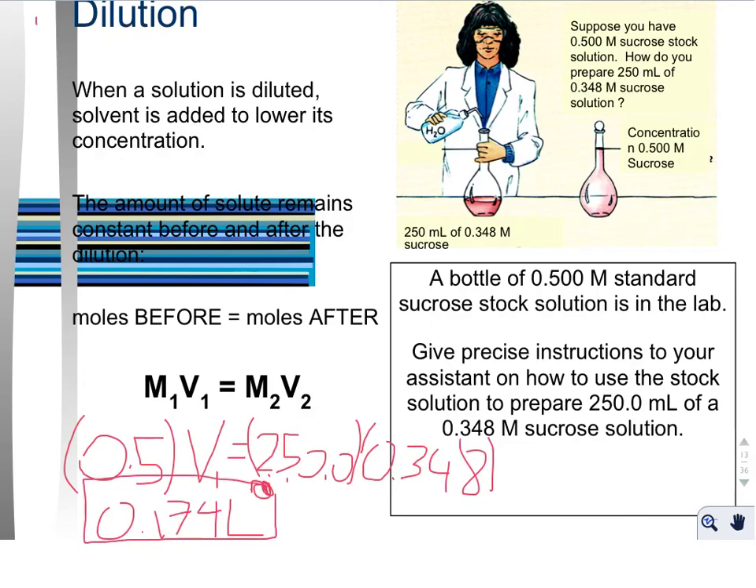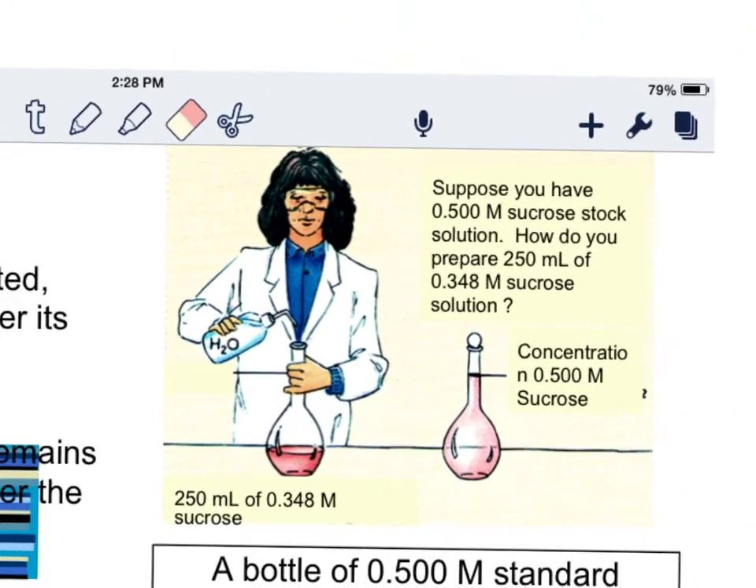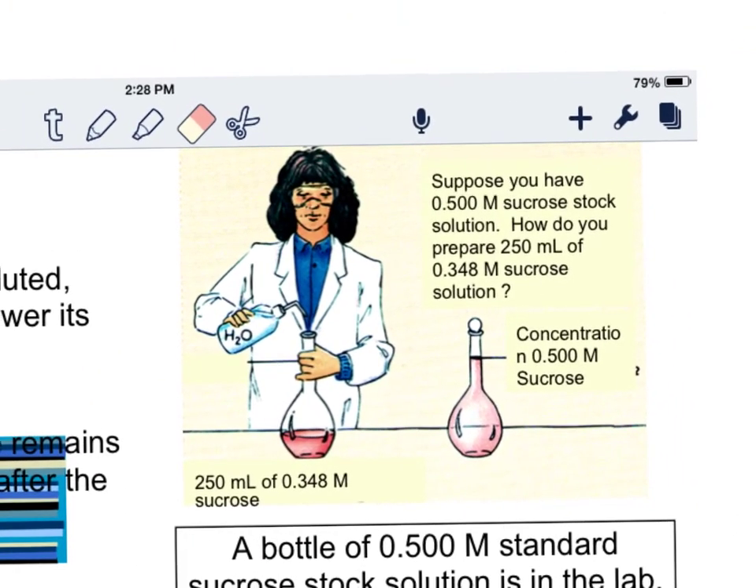So if we look at the picture on the right, we have our concentrated sucrose right here. We're going to add 0.174 liters of the concentrated and then add enough water to it to get to the 250 milliliters.